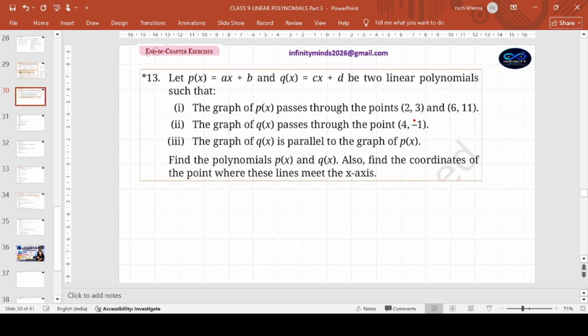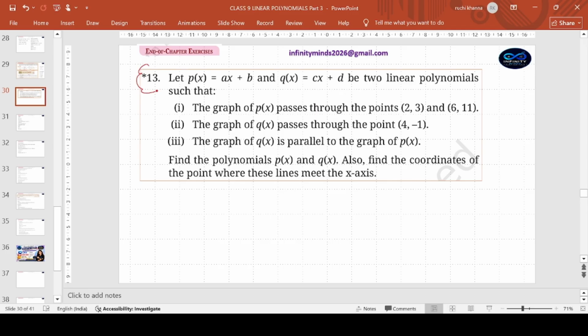Let p(x) equal ax plus b, q(x) equal cx plus d be two linear polynomials such that the graph of p(x) passes through (2, 3) and (6, 11). The graph of q(x) passes through (4, -1). The graph of q(x) is parallel to the graph of p(x). Find the polynomials p(x) and q(x). Also find the coordinates of the point where these lines meet the x-axis.